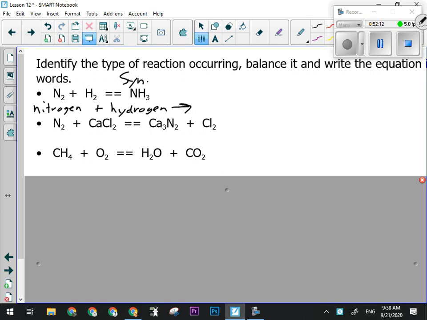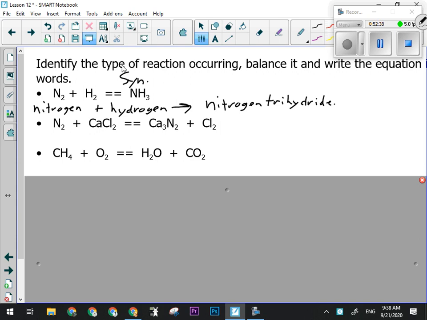Okay, and they're reacting to form this compound, which is molecular, and its name would be nitrogen trihydride, right? 3 hydrogens. If we say hydroxide, that's NOH. That wouldn't happen because this is molecular. Okay, so we have nitrogen trihydride. Okay, are you seeing why it's so important to be able to do the naming?